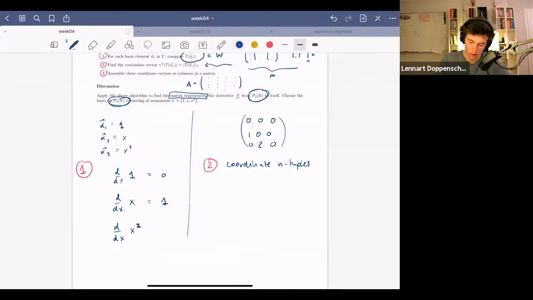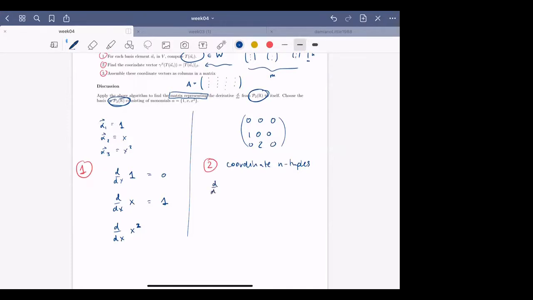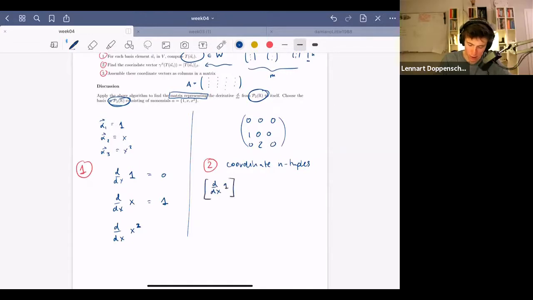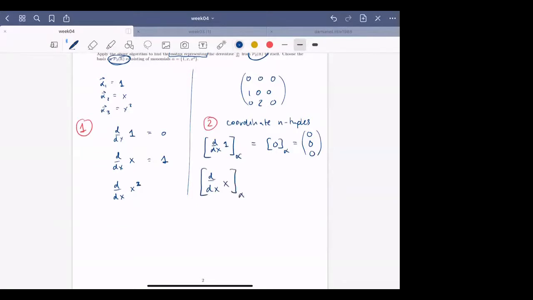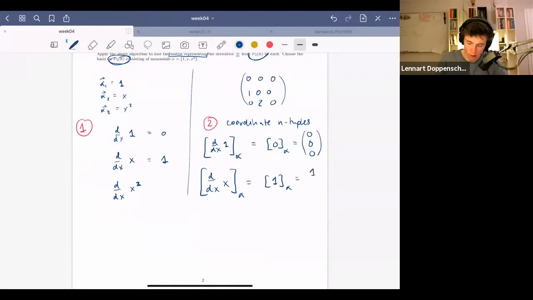What do you get? So 1, 0, 0 would become 0, 0, 0. Let me write this so that we know that this is the coordinate vector of the result of d by dx applied to 1, which is 0. And this has just the coordinate vector 0 because it doesn't take any of the basis elements in the combination. Okay, next one. It's essentially the same step, but in the column vector form, you get 1, 0, 0 because you just get 1. Yes, precisely.